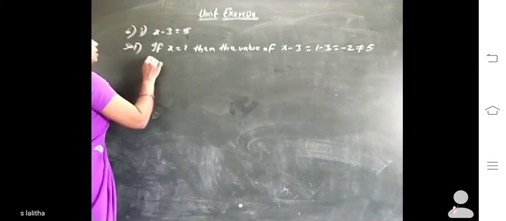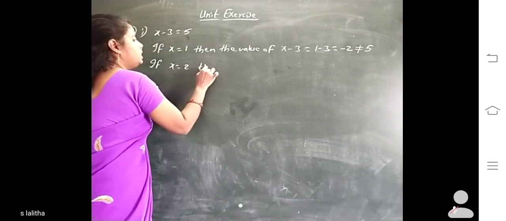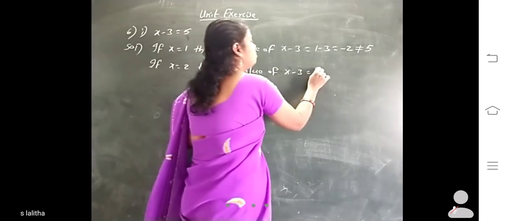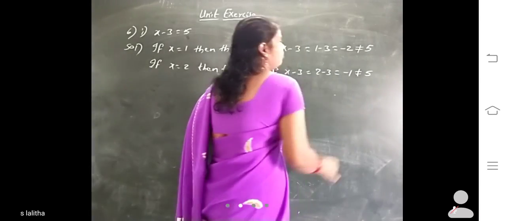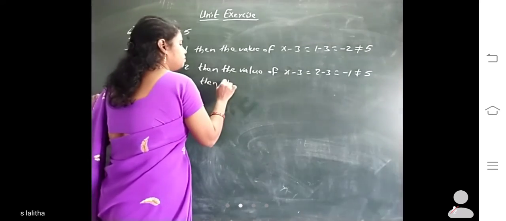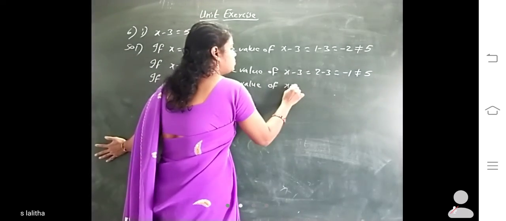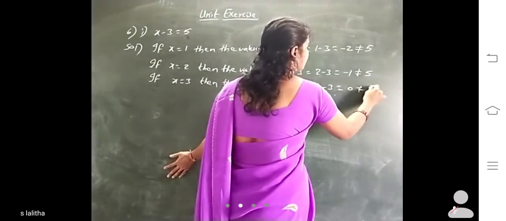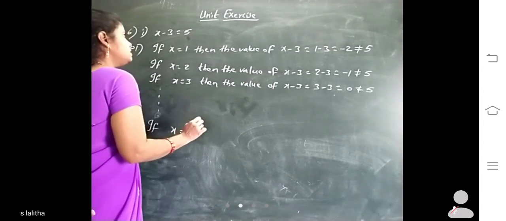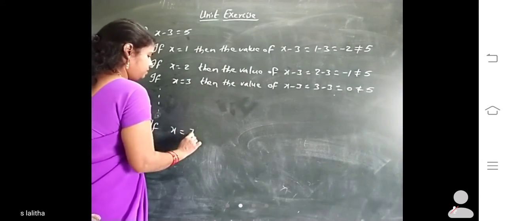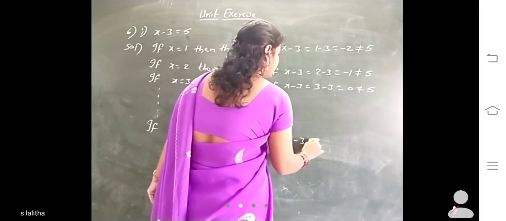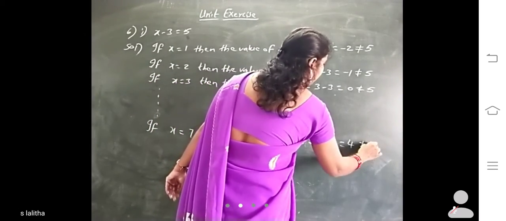Okay. Next, if x = 2, then the value of x - 3 is 2 - 3. How much? -1, which is not equal to 5. If x = 3, then x - 3 = 3 - 3 = 0, which is not equal to 5. Like that, we can continue. If x = 7, then the value of x - 3 is 7 - 3 = 4, which is not equal to 5.